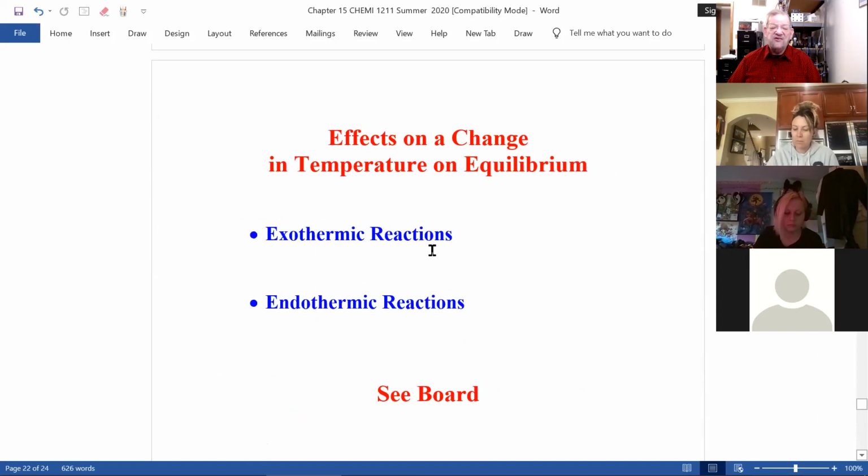Temperature has an effect on certain equilibrium. And those are exothermic reactions and endothermic reactions. And remember, an exothermic reaction is a reaction that gives off heat as it proceeds, and an endothermic reaction is a reaction that you have to add heat to.